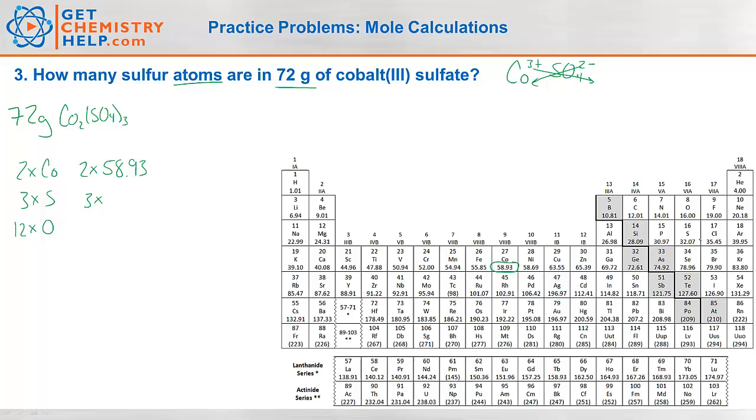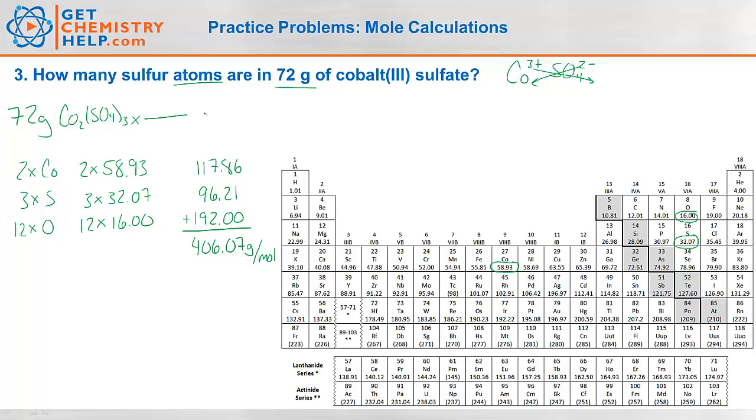3 sulfurs, they have a mass of 32.07. And 12 oxygen, they have a mass of 16.00. So let's multiply this out. So this gives me 117.86. This one gives me 96.21. And this gives me 192.00. So I add them all together. The total molar mass is 406.07. And again, that's the mass of a mole of cobalt-3 sulfate.